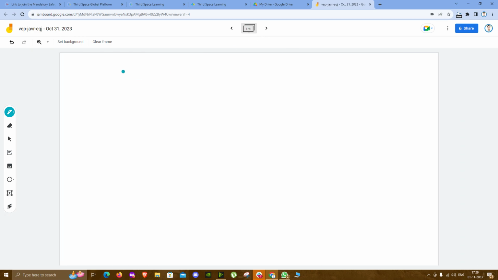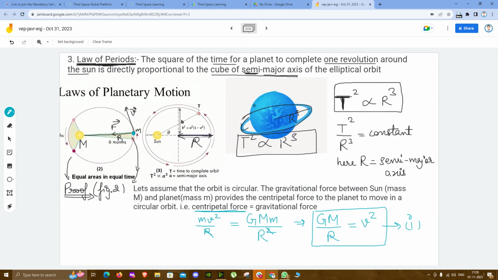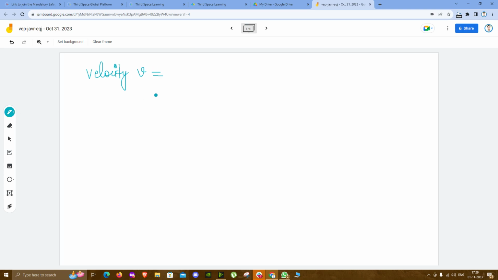Let me take you to another slide here. Let's see the velocity. What is the definition of velocity? Displacement divided by time, isn't it? But what's the magnitude of the displacement in this case? It's simply the circumference of the orbit. It will be 2 pi r. So the displacement is 2 pi r in this case, divided by time taken. What's the time taken? The time period, let's say T. So v is 2 pi r by T.